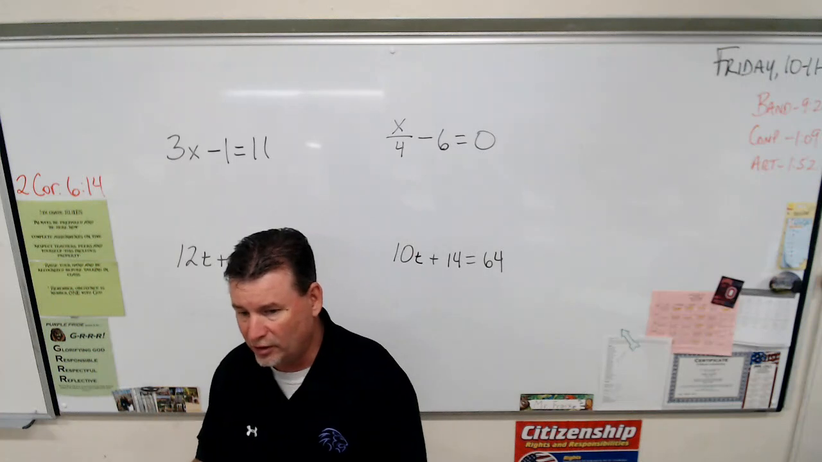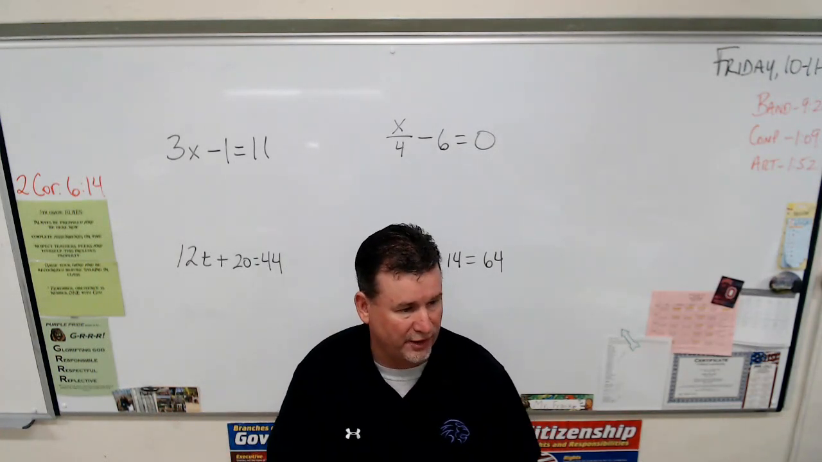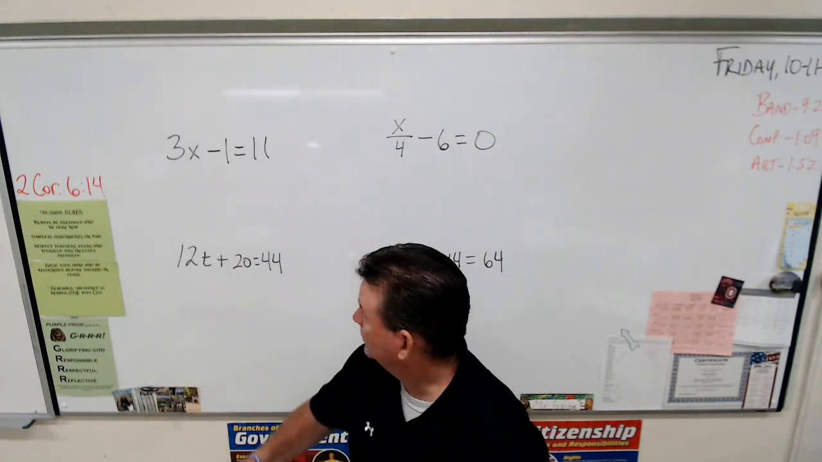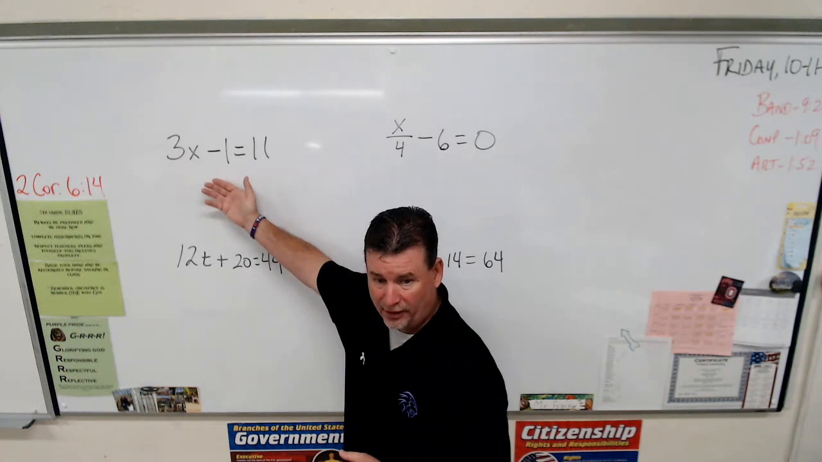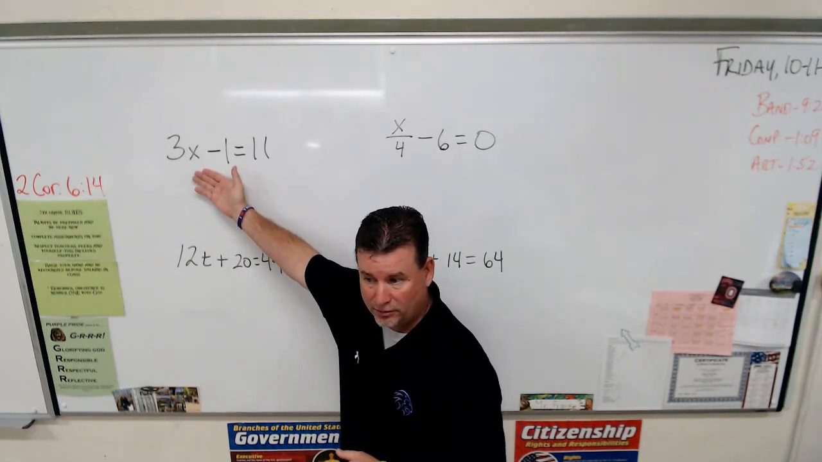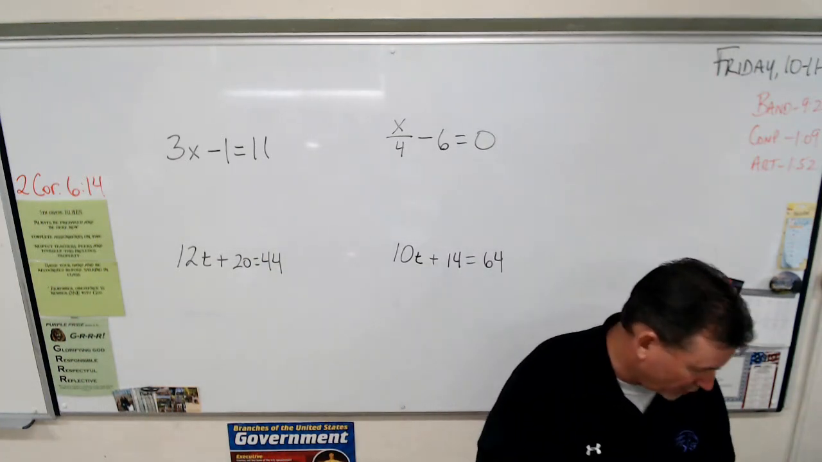So for each equation, you're going to have to do that process twice. You'll have to add to both sides, and then you'll have to divide both sides by the same number. Well, let's go through yesterday's work.